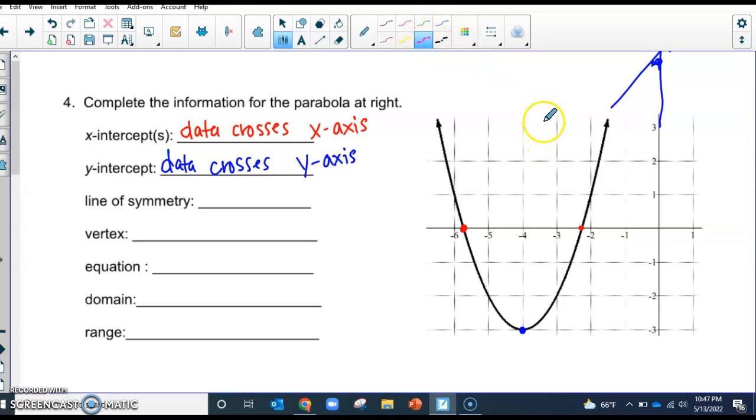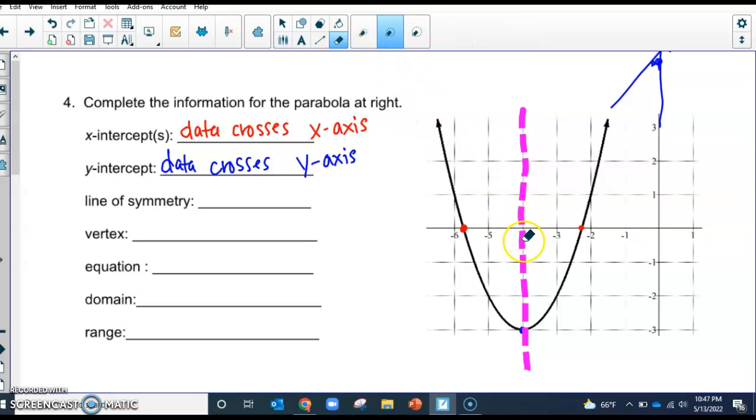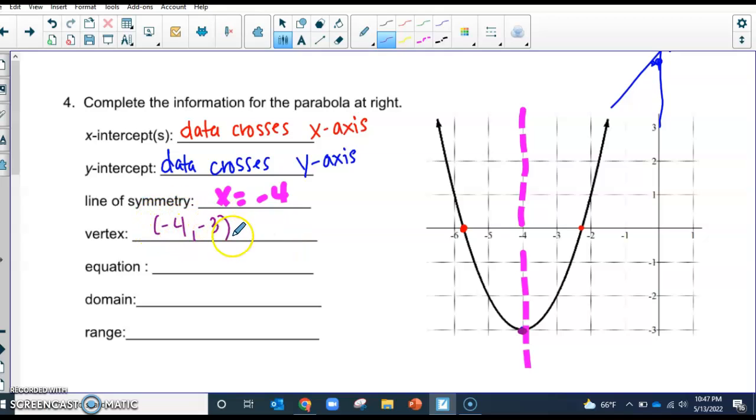Your line of symmetry is the x of your vertex. So this line of symmetry is going to be right here. It's cutting that in half, and we can see that that is at x equals -4. My actual vertex is this point that we had here, and this is at -4 and -3. And that's written as a point.